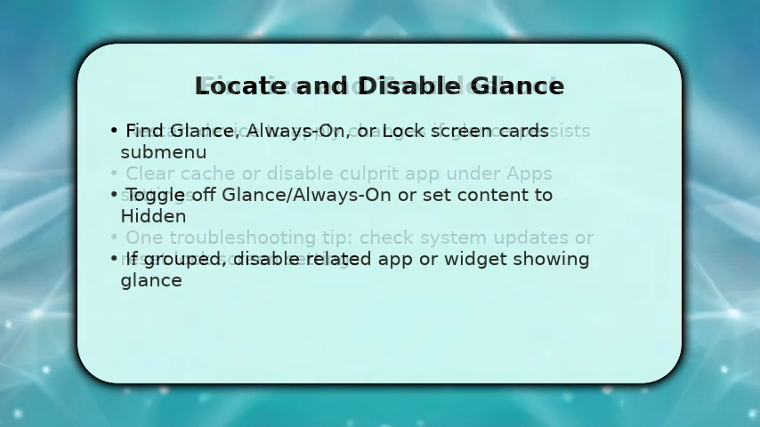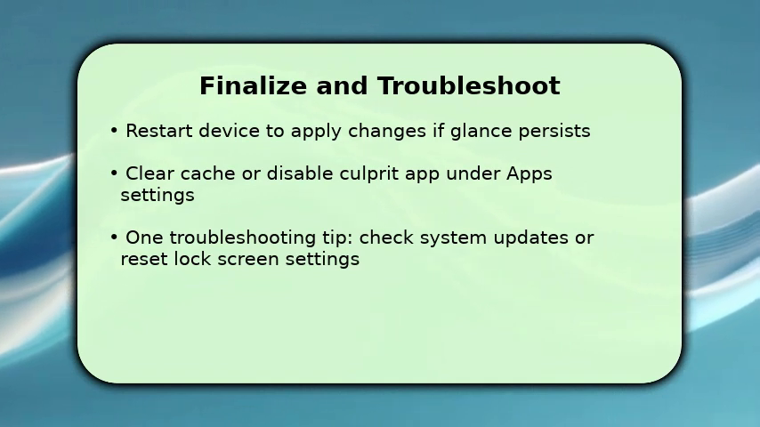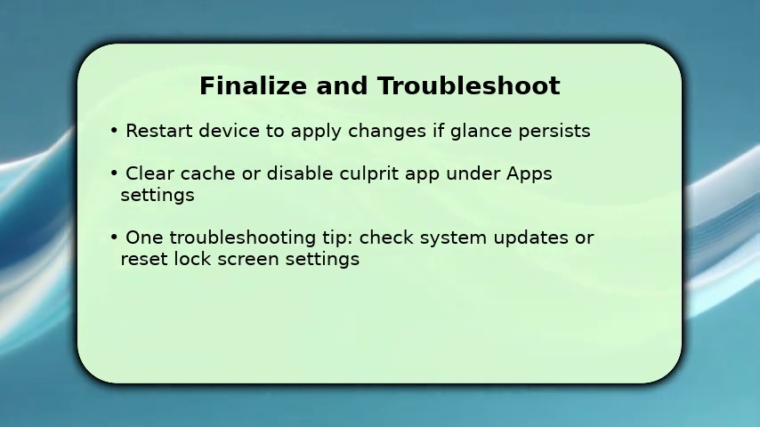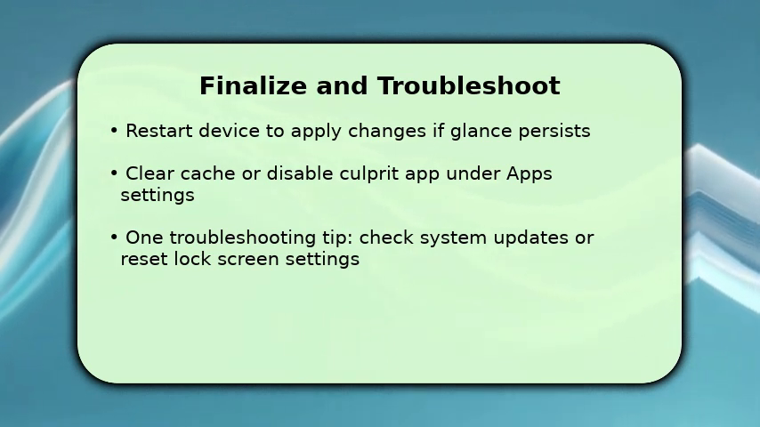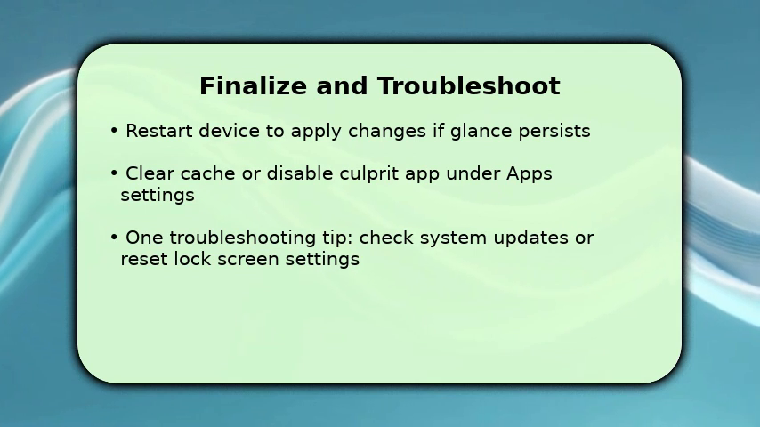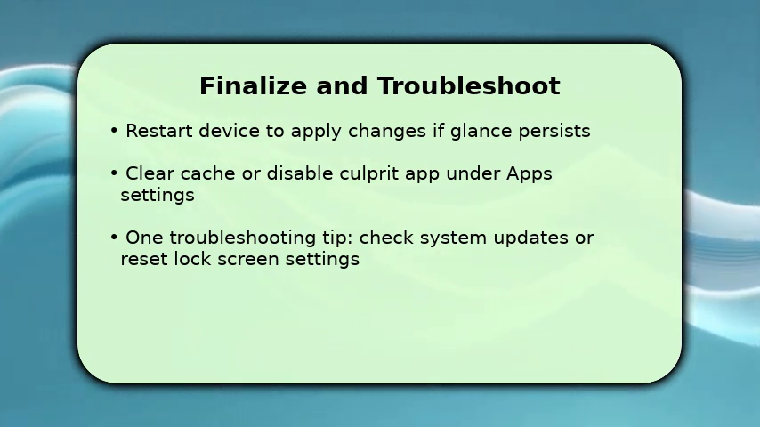Finish by verifying the lock screen no longer shows glance. Lock and wake the device. If the glance remains, restart the phone to apply the change. If it still appears, go to Apps in Settings, find the app providing glance, clear its cache or disable it, and then recheck lock screen behavior.